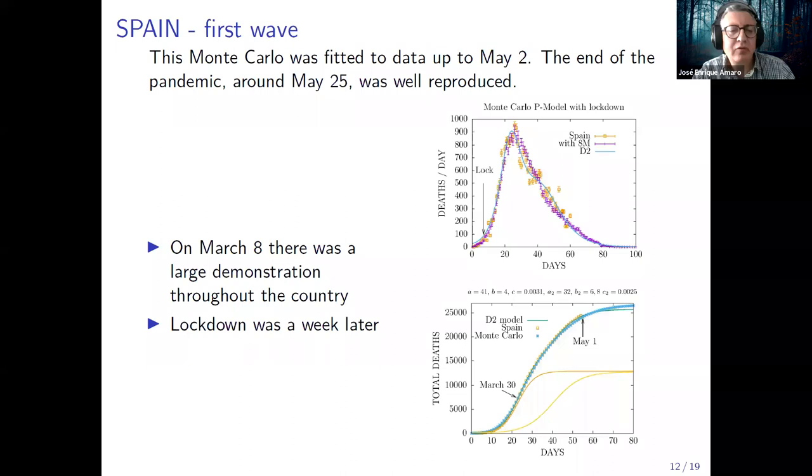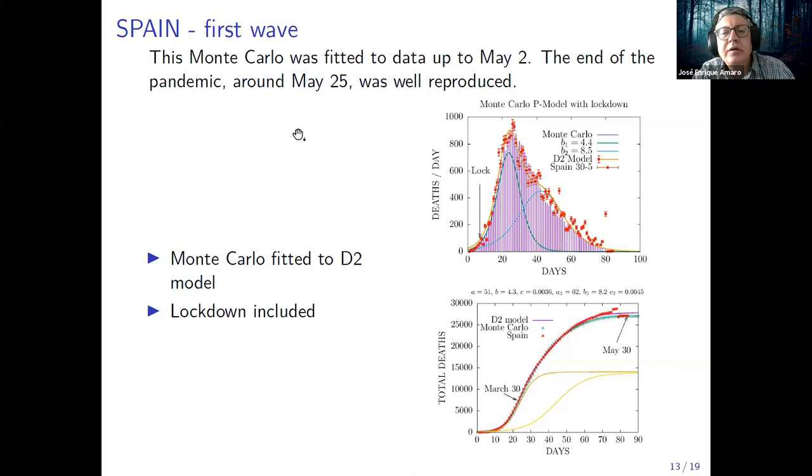And there was also a lockdown a week later, so we also implement the lockdown by changing, on this day, the range. We make the range smaller, okay? Simulating the lockdown. That is less mobility, or less range of interaction. And this is the feature. You see that it can be fitted very well with this model. This is the total death compared with the D model. So we see that actually the Monte Carlo simulates very well the pandemic this way.